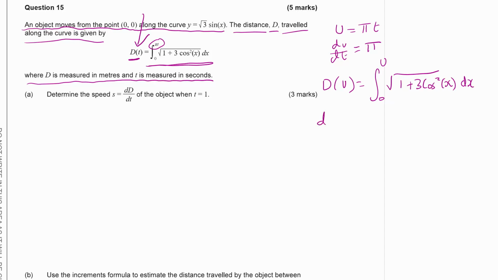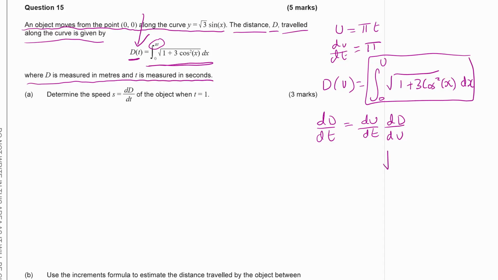And then if we're thinking about dd/dt, which would be v, that would end up being du/dt times dd/du. And the fundamental theorem of calculus tells us that this would just end up being the square root of 1 plus 3 cos squared u. And of course, u is equal to pi t, so we'll replace that with pi t. And du/dt is pi, put a pi in front there, and that's what we get.